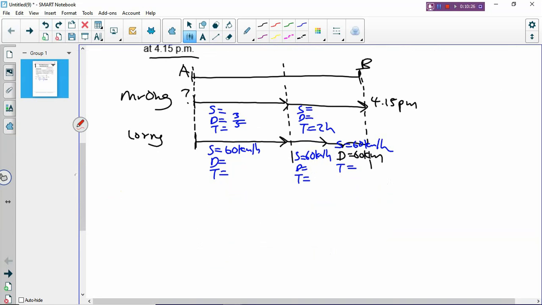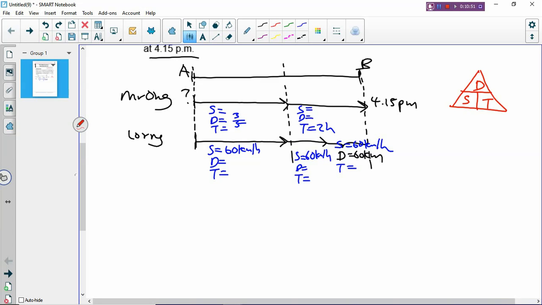So before you solve any speed problem, your teacher will have told you how to find speed, how to find distance and time. So your distance is speed times time. How do you find distance? Speed times time. How do you find speed? Distance divided by time. And how do you find time? Distance divided by speed. So you need to have the triangle. So with the triangle, you will not get confused on what to do.